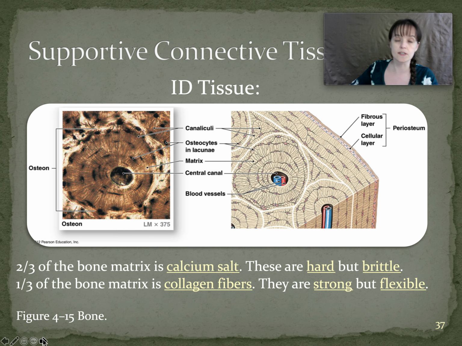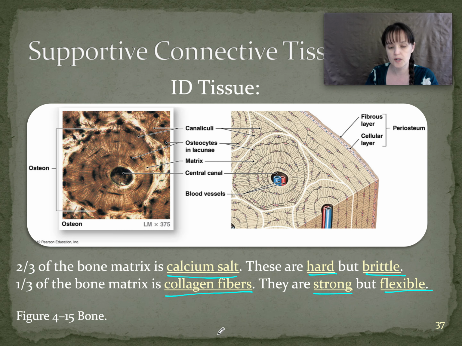Okay, so there are 3 types of cartilage, and then bone. Bone is called osseous tissue. 2/3 of the matrix is calcium salts. Calcium salts are hard but brittle. Imagine a quartz crystal. It's hard, but if you hit it with a hammer, it's going to shatter. 1/3 of the bone matrix is collagen fibers. They are strong but flexible, like wet noodles that you can't smush.